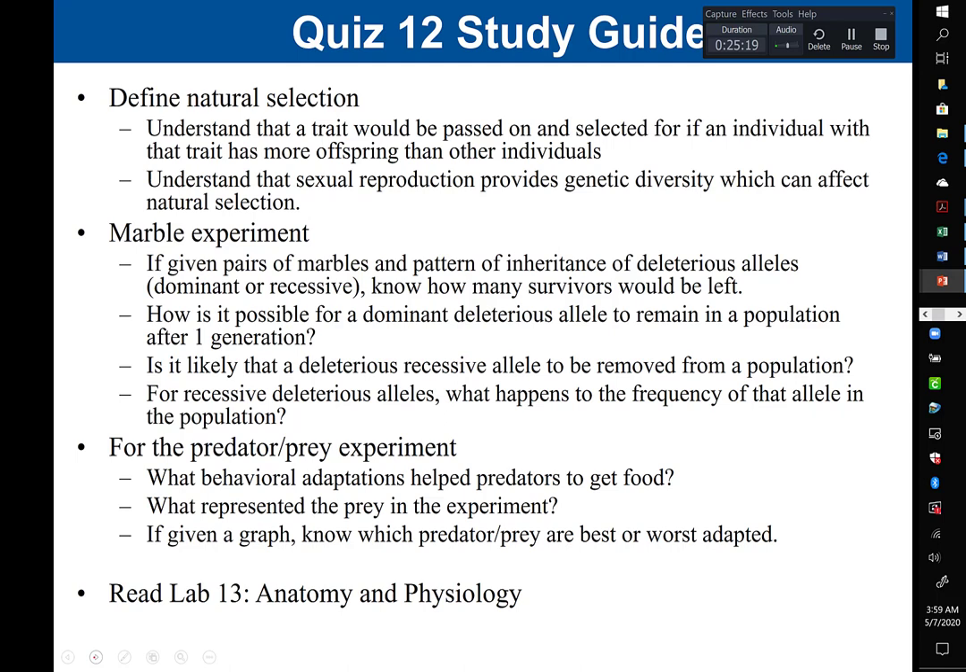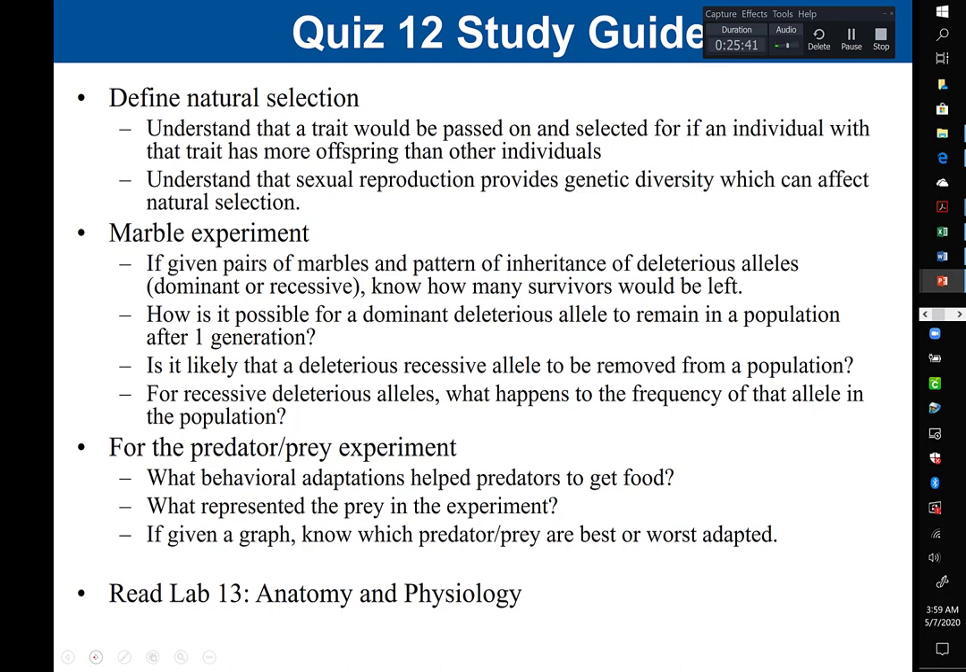Understand that sexual reproduction provides genetic diversity, which can affect natural selection, right? Because when you have sexual reproduction, you get unique combinations of genetic possibilities. And when you have genetic diversity, that can affect natural selection.